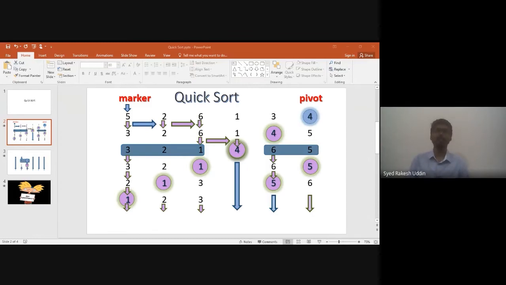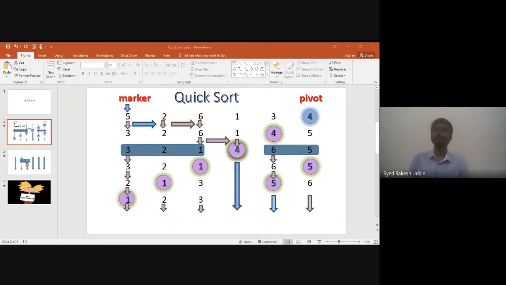Okay, then take a look at the example. Here the pivot is 4 and the marker is 5. So the pivot shifts to the immediate next left position and the current element will take the marker position and the marker swaps to the pivot position. All other elements remain in the same position.